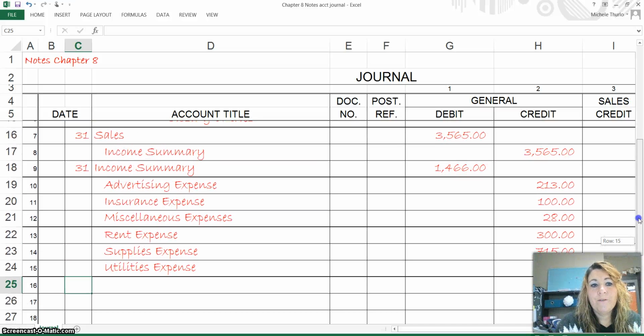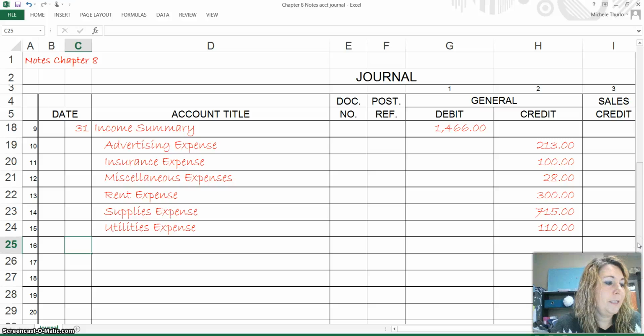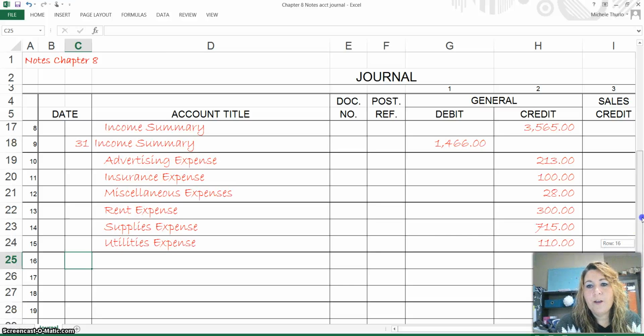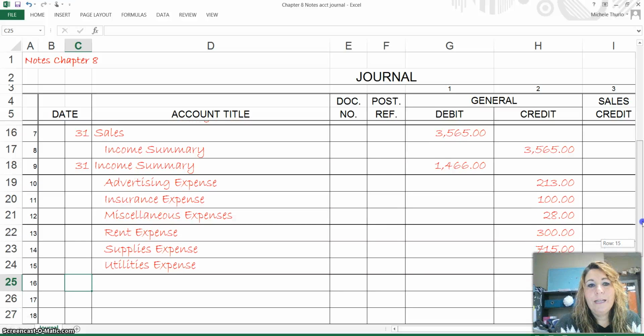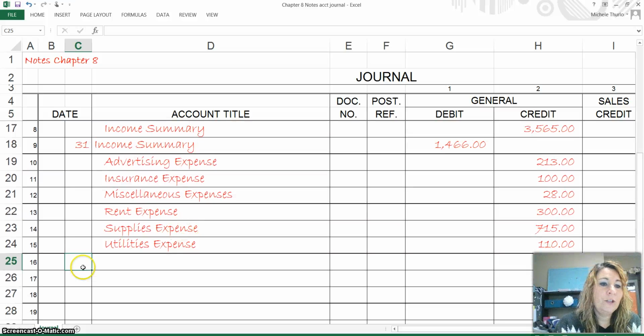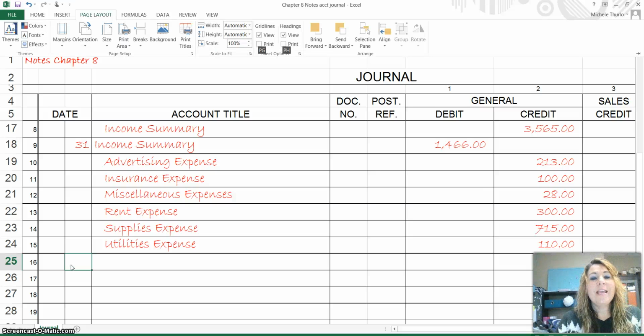Okay, so now I have closed my sales, which is my revenue, and I have closed all of my expenses. So those are all going to have a zero balance. But we've put things into our income summary. We've put in both a credit and a debit into our income summary. So the next thing we have to do is actually close our income summary account. And the account that we're going to close our income summary to is going to be our capital account.